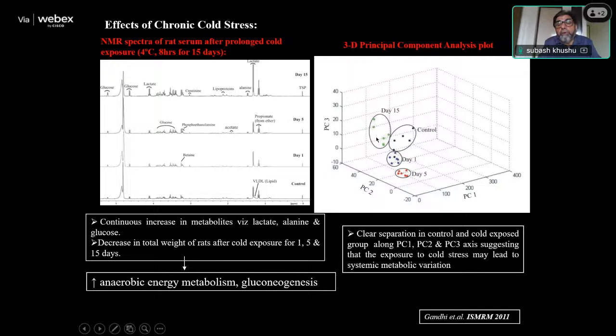So this shows separation because of the prolonged cold stress on these animals.